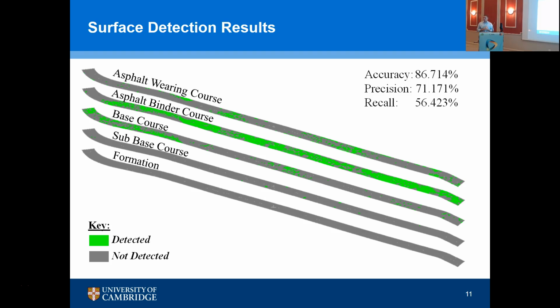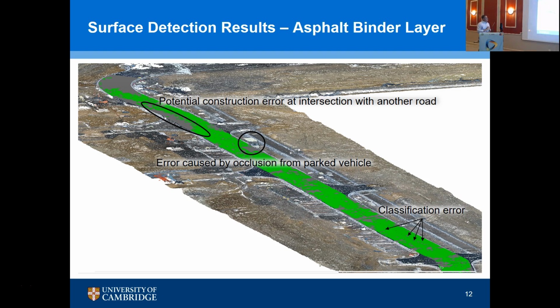And are there good reasons for that? To find that out, we can just look at an overlay of the point cloud, and this is the asphalt binder surface as it goes through that area. And we can see that one large rectangular area. Well, that's because there was a van parked on the surface there.